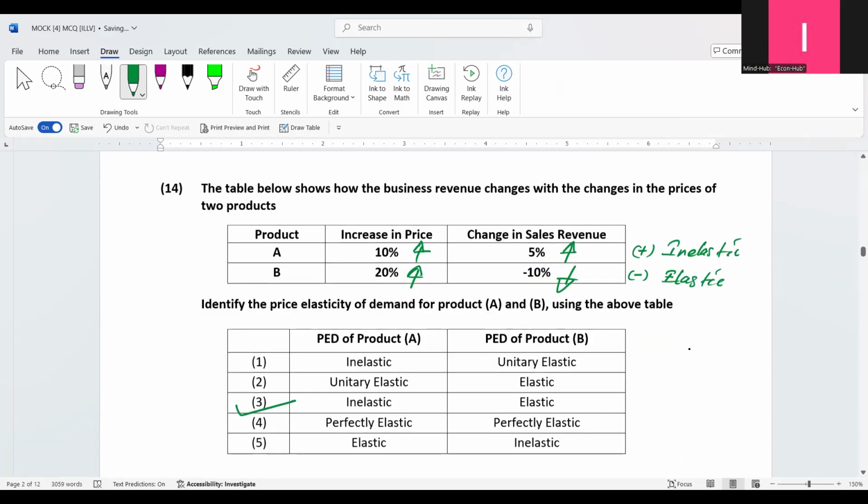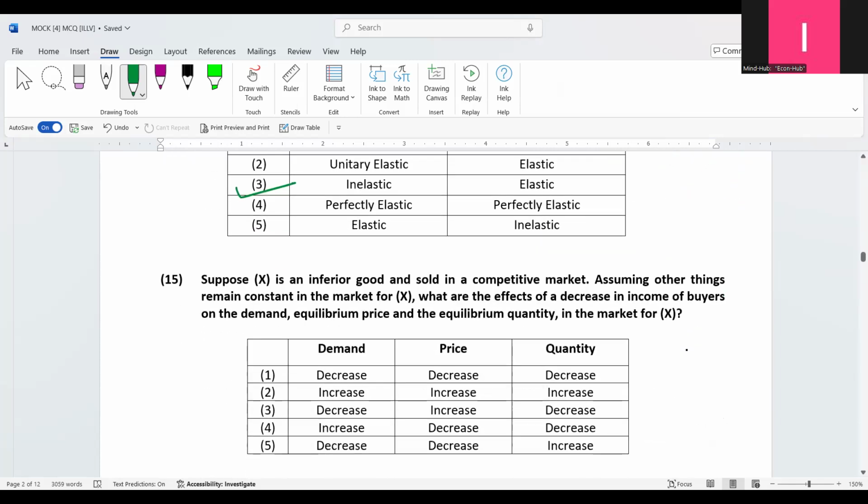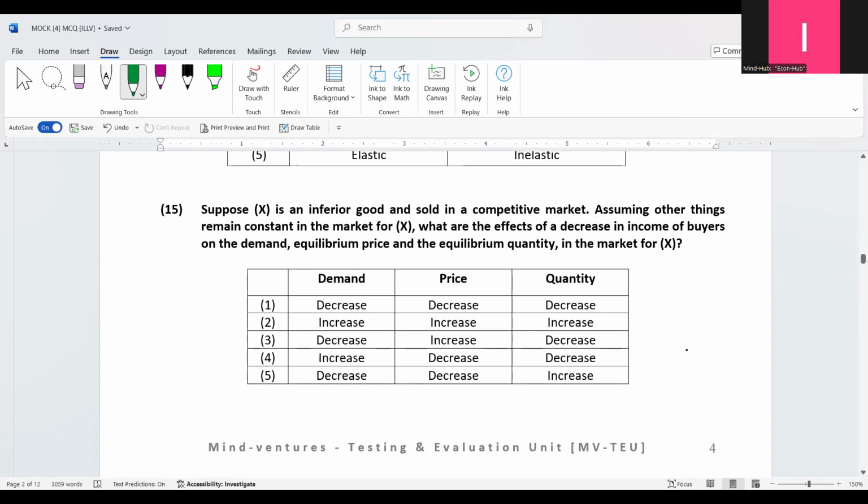Okay, if you remember that tool that was given to you in the toolbox discussion on this area, the relationship between change in price and change in total revenue. That's all you need to know. Quickly you can get to the answer. 15.